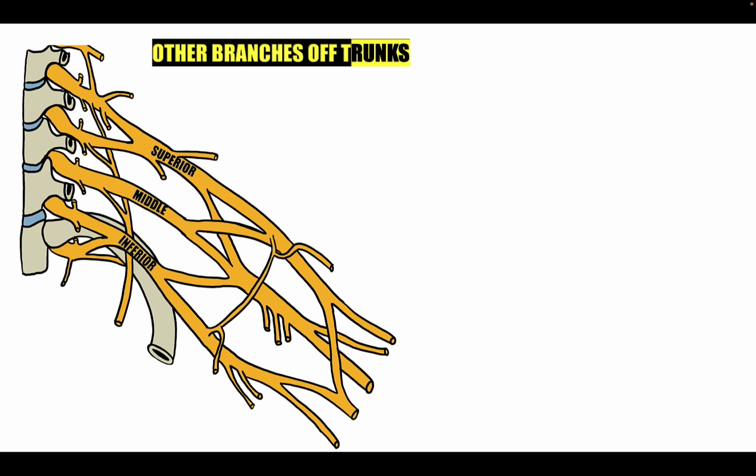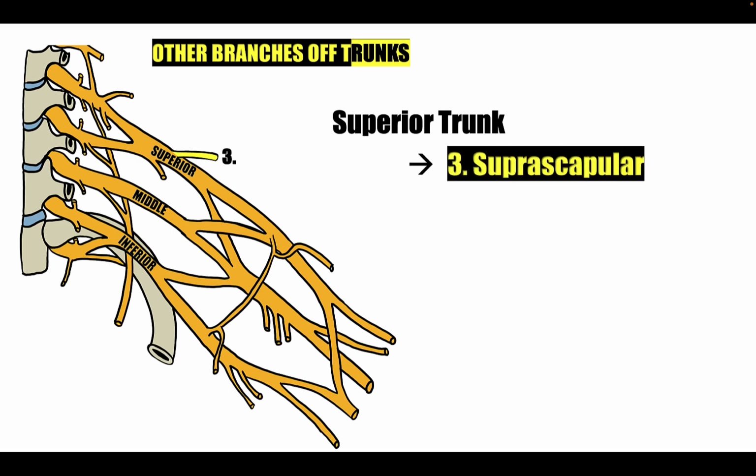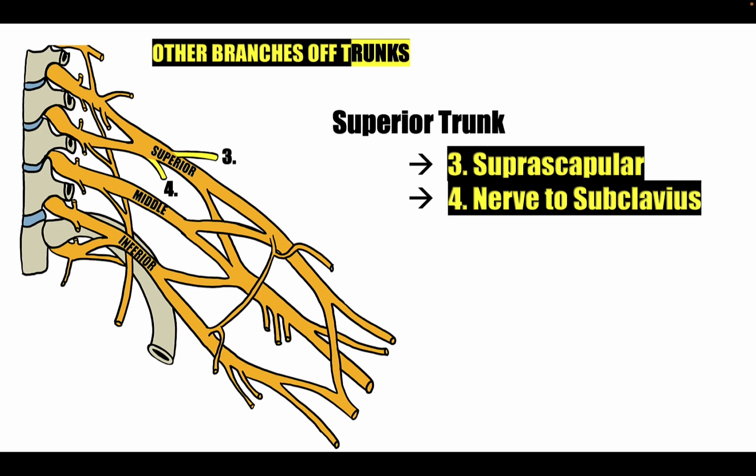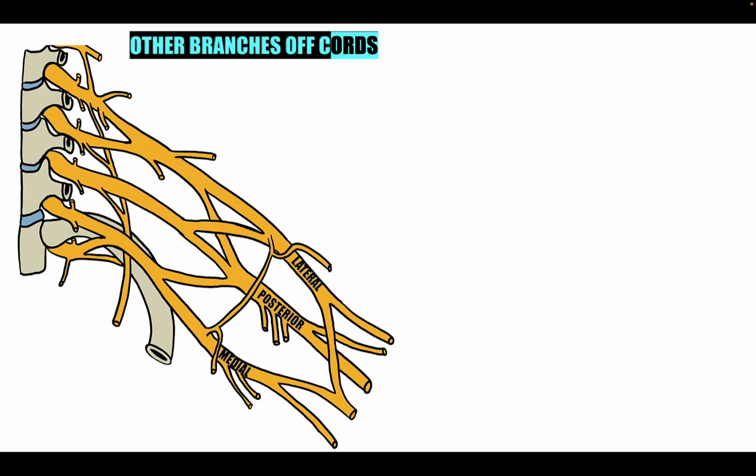The second 2 are actually off the superior trunk. Branch number 3 of 11 is the suprascapular nerve that innervates the supra and infraspinatus. The 4th is the nerve to subclavius. If you haven't figured it out yet, that nerve innervates the subclavius muscle. Shade thrown.